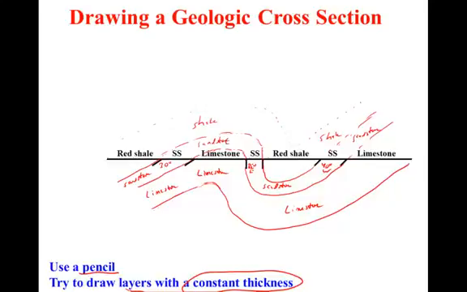Drawing the cross-section reveals what the geologic structure of this area is. We have an anticline on the left side here, and we have a syncline on the right side of our cross-section. Anticline, an upward fold, syncline, a downward fold.